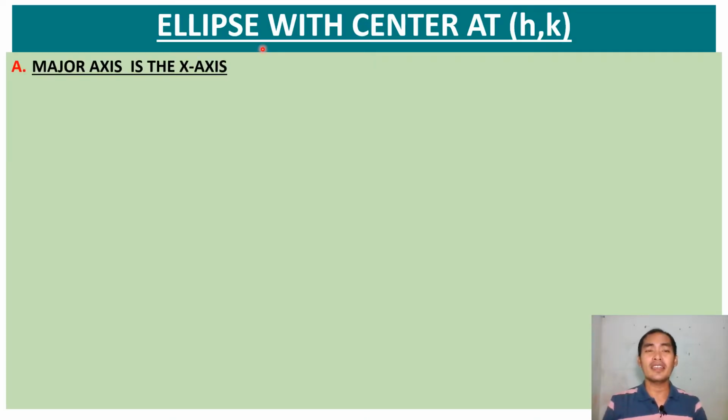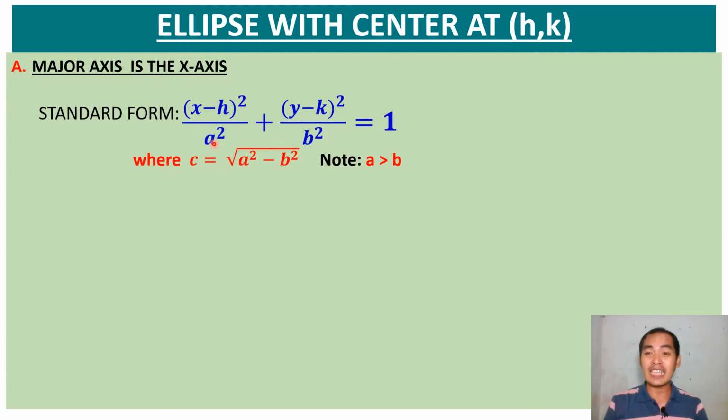Ellipse with center at HK where the major axis is the x-axis or the orientation is horizontal. So, paano man natin malalaman na ang orientation ay horizontal? Titingnan nyo lang ang denominator ng standard form of the ellipse. Kung nasaan yung malaking number, ang variable na nasa itaas nun, yun ang reference ng orientation. So here, a squared is bigger than b squared at nasa taas ng a ay x. It means horizontal. The major axis is the x-axis.